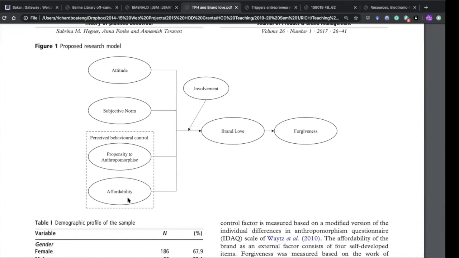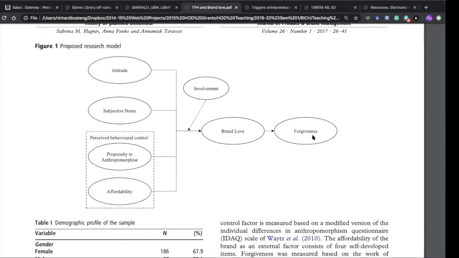These three or four things come together to influence a person's brand love. Do you realize that the only thing he didn't do in this evaluation is look at how perceived behavior control can lead straight to forgiveness? He didn't explore that one. So sometimes when you state the models, you state the relationships you want to study. It's not all the relationships. You wanted to study what will lead to brand love and forgiveness.